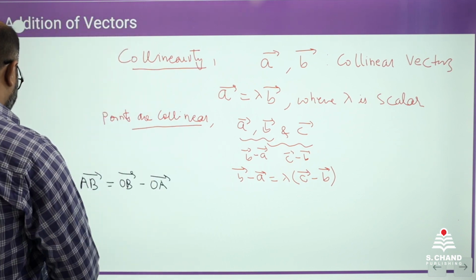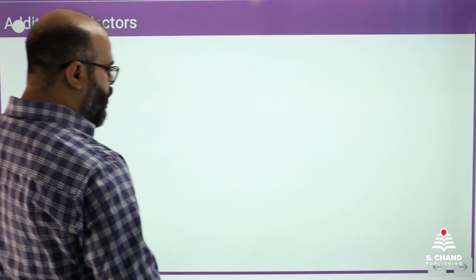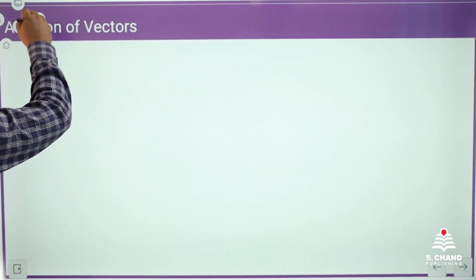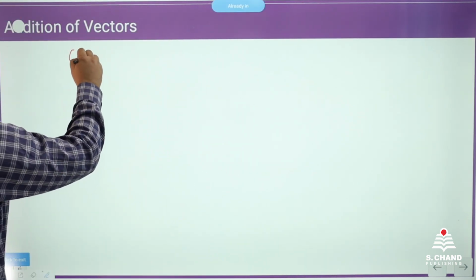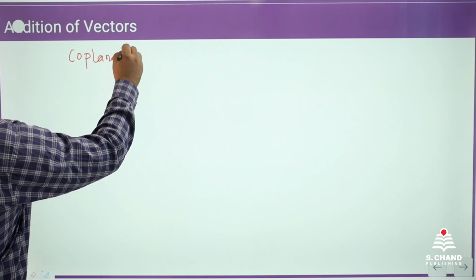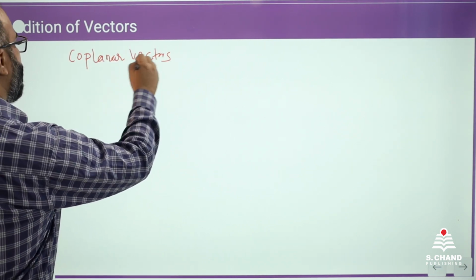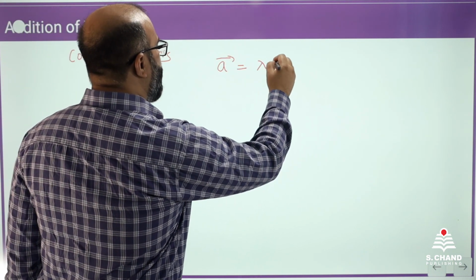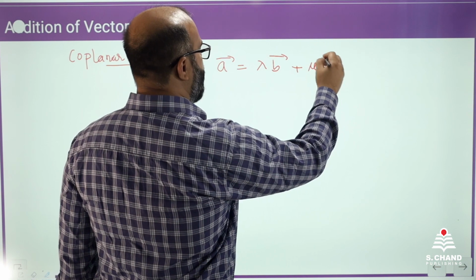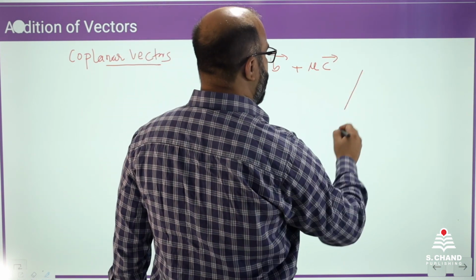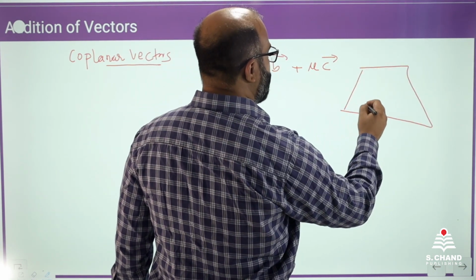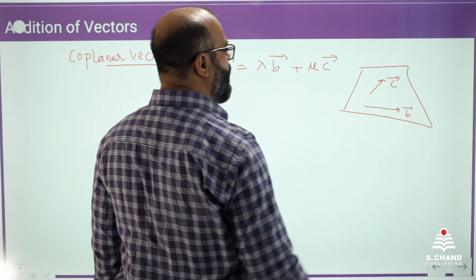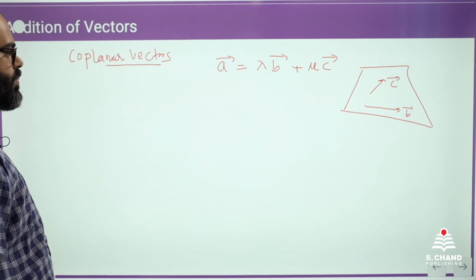What about coplanarity? So if we talk about coplanarity, there is a result which says that if we have three vectors which are coplanar vectors, then it means that any one of the vectors, suppose A, is a linear combination of the other two vectors because they are lying on the same plane. So we can always express a vector A in terms of the two other vectors B and C on that plane.